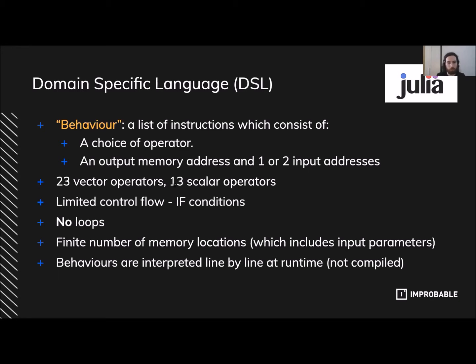There were two experiments here, flocking and opinion dynamics. For flocking, we used a set of 23 vector operators. And for the opinion dynamics one, we used a set of 13 scalar operators. I'll show you what these are in the next slides.